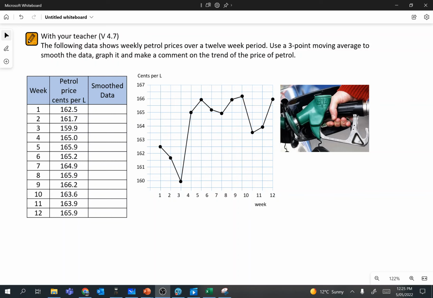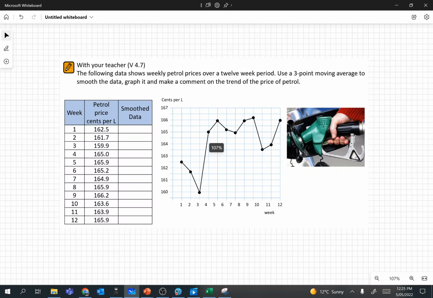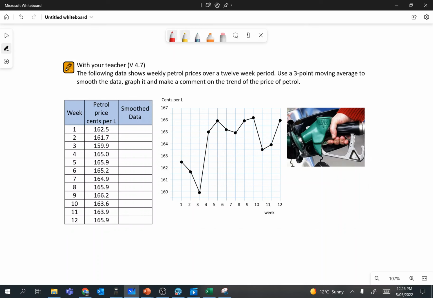G'day General Maths students. In this video we're going to smooth some data using a moving average. In this case it's a 3-point moving average. So in order to do that, what we do is we take 3 scores at a time. So we'll look at these scores I've highlighted first, and we're going to average those and put the result there in the table.